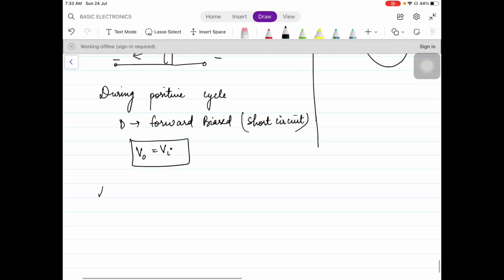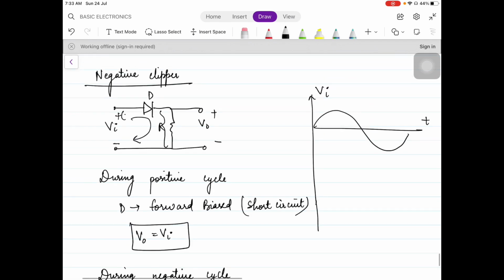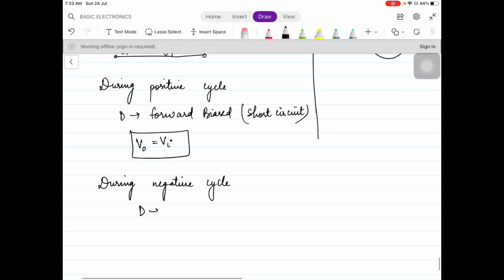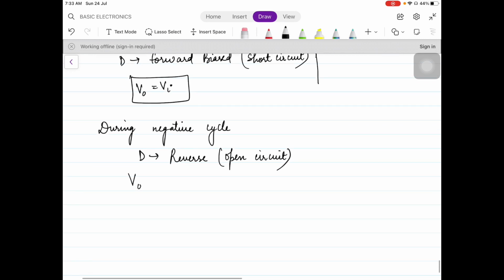Now during negative cycle, put the signs like this. Then we have diode is reverse biased, that means open circuit. Due to the open circuit, current in the circuit is 0. That means no current is going to flow in R and voltage across R will be 0. So V0 is equal to 0.